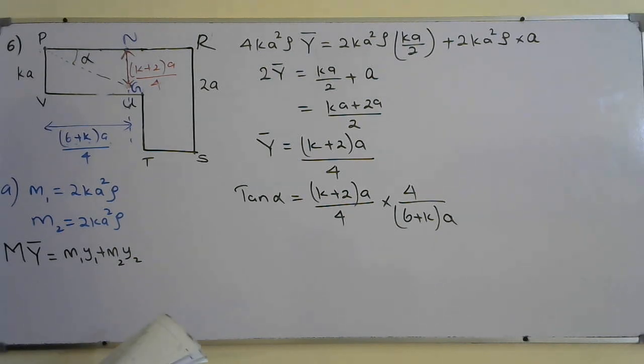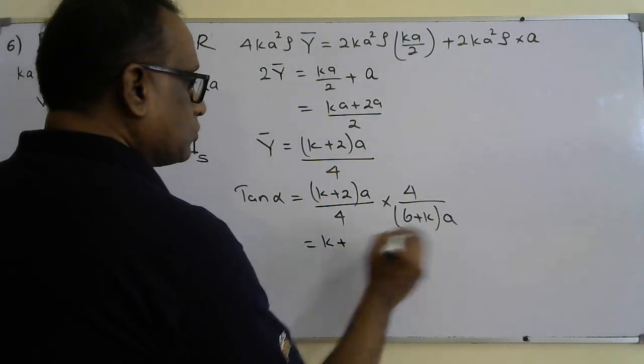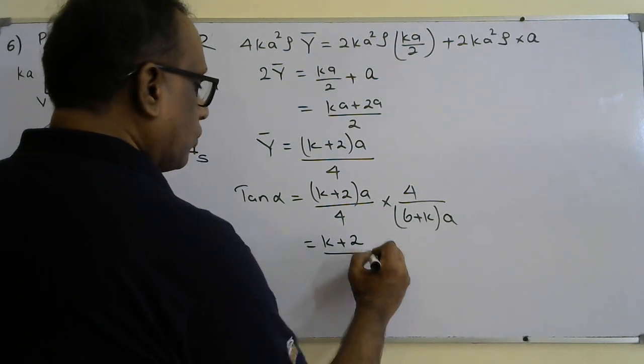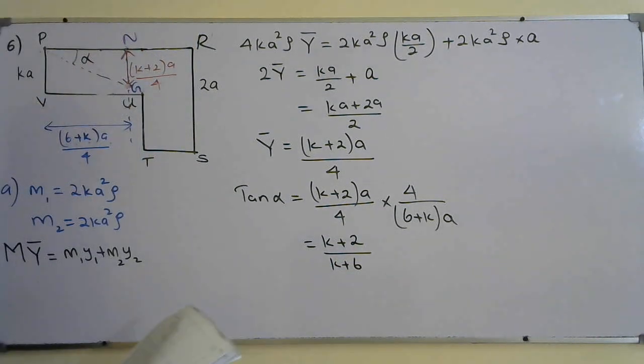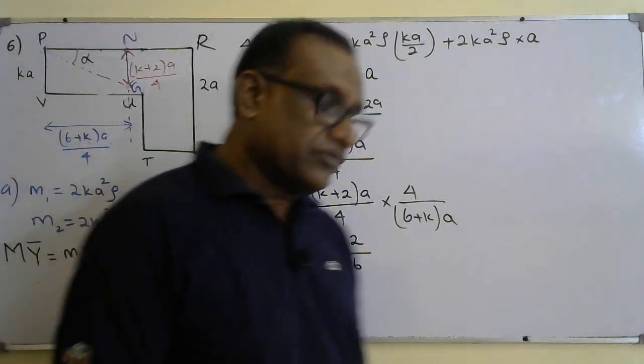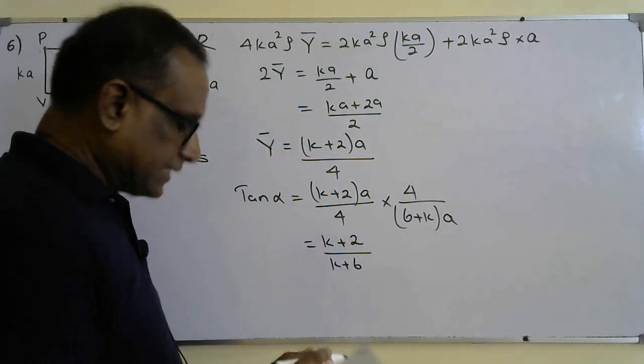So that will be k plus 2 a, and a will get there. K plus 2 over k plus 6, and it's given in the question tan alpha is 7 by 15. So tan alpha is 7 over 15, it's given.